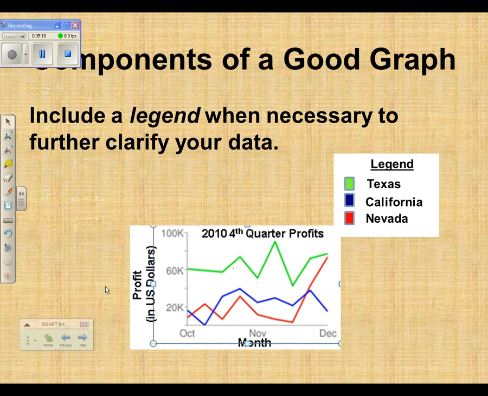Include a legend when necessary to further clarify your data. Here you will notice we have a triple line graph where the lime green color represents Texas, blue represents California, and red represents Nevada.